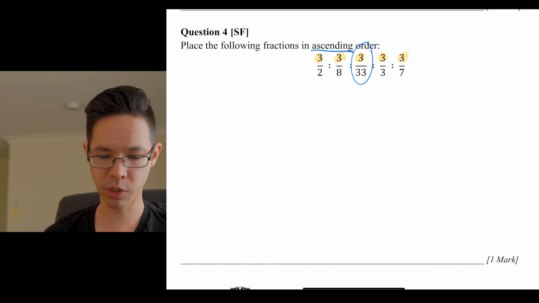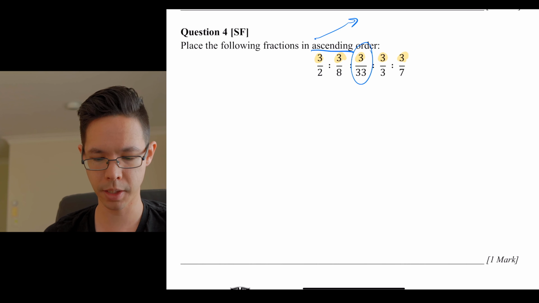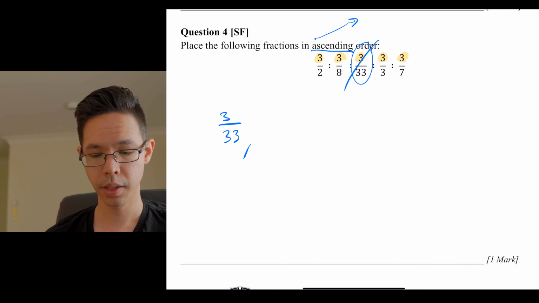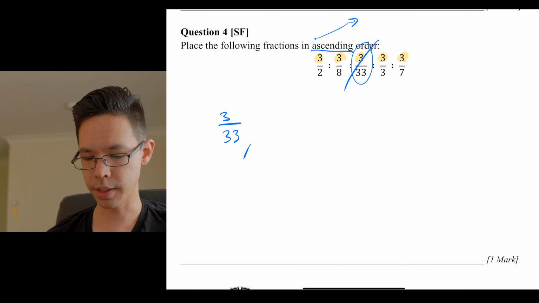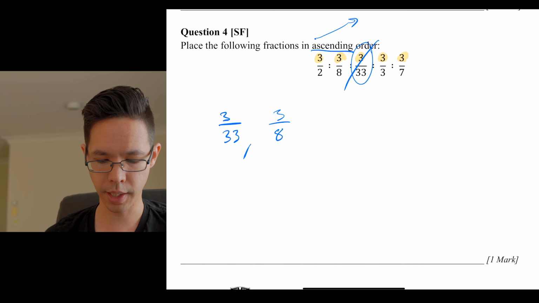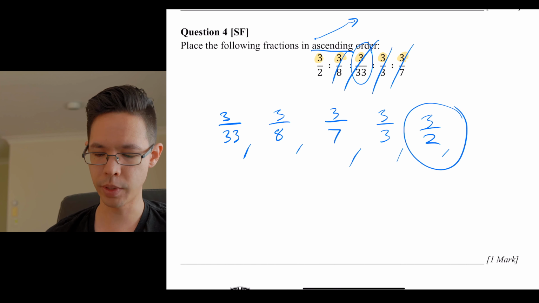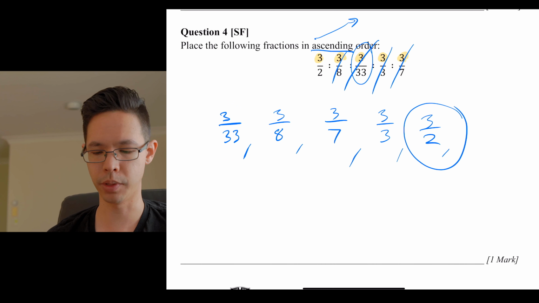So that's going to be our first one. Ascending means starting from small to largest. So we're going to go upwards. That's what it means. So this is our smallest number. And I'm going to put a comma down. I'm going to cross it out as I go along. The next number, that's going to be 3 over 8. Cross that away. 3 over 7. Cross that one away. 3 over 3. Cross that away. 3 over 2. So this one here is going to be our biggest number. This one here is going to be our smallest number.